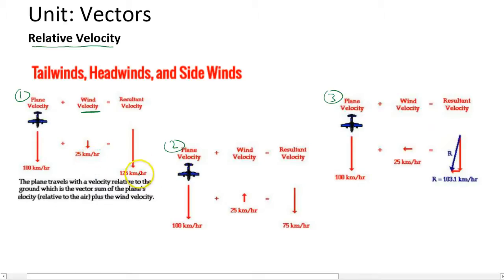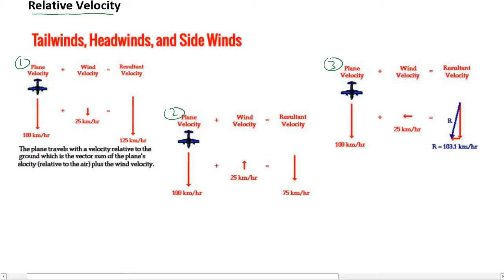So the resultant velocity is, well, if it was going 100 kilometers per hour without any wind, the 25 kilometers per hour are going to help it, and it's going to end up going 125 kilometers per hour. So the text here says the plane travels with a velocity relative to the ground, which is the vector sum of the plane's velocity relative to the air plus the wind velocity.